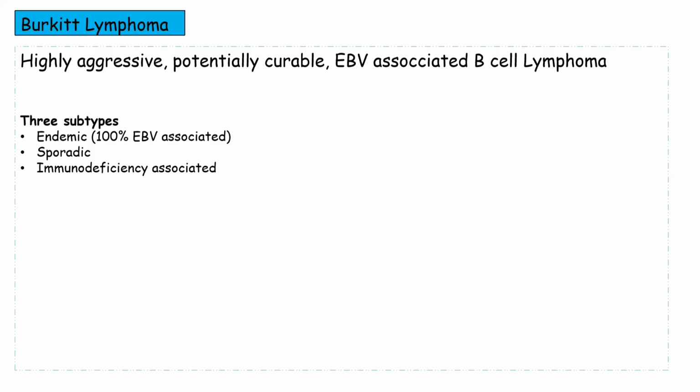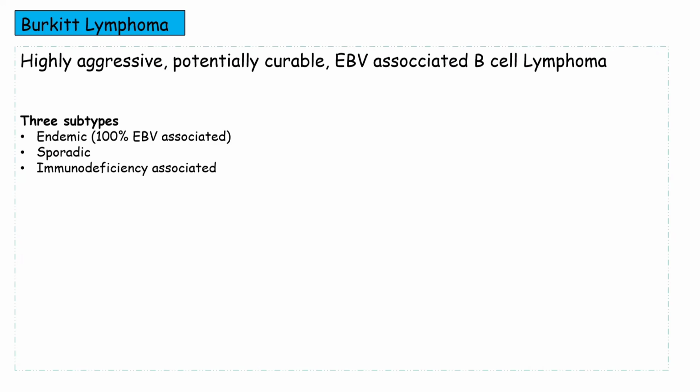Burkitt's lymphoma is, like I said, highly aggressive but potentially curable. It is an EBV-associated B-cell lymphoma. It has three subtypes: endemic, which is 100% EBV associated, and it is seen in the African population. It can affect the jaws, it can form orbital lesions, it can affect the GI tract, ovaries, kidneys, breast.